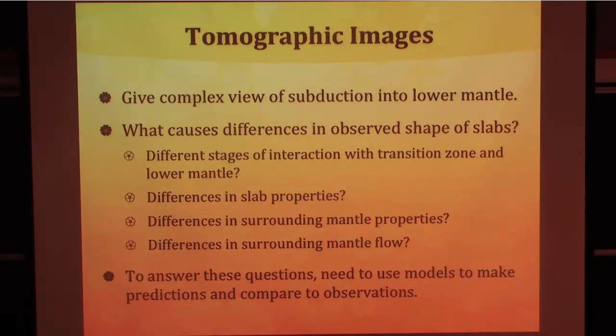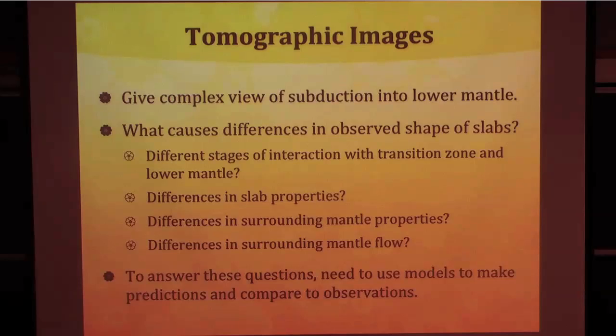Okay, so the tomographic images bring all sorts of questions in terms of why do these look different? Why do different places look different? So some things to think about. Are these at different stages of interaction with the transition zone and the lower mantle? I can give some examples of that later. It could be buckling and folding. It could be stagnation. It could be slowly sinking vertically and then getting entrained with different flow. Are there differences in slab properties, old plates versus young plates?